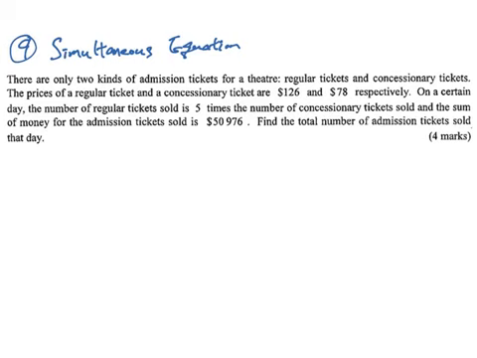Next, simultaneous equation. There are two kinds of tickets, regular tickets and concessionary tickets. The price of a regular ticket is $126. For concessionary it is $78. And for certain dates, the number of regular tickets sold is 5 times the concessionary. The sum of the money is 50976.